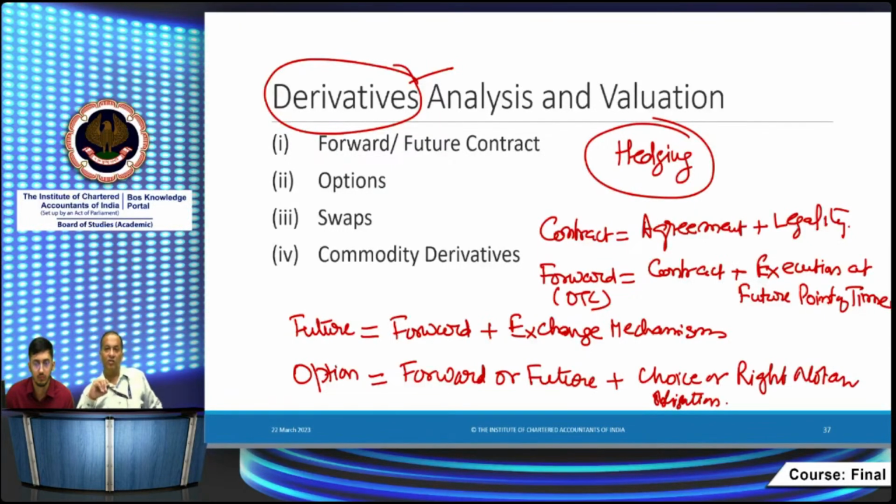A choice or a right, not an obligation. Here, if it is backed by or added by one point, it is called an option contract. Okay, students, so these three things have been covered here, and another is swap.